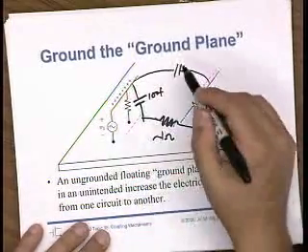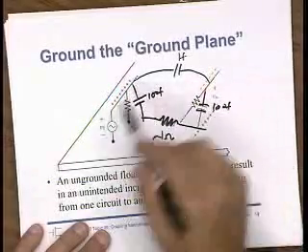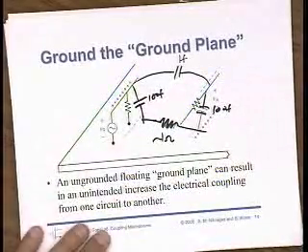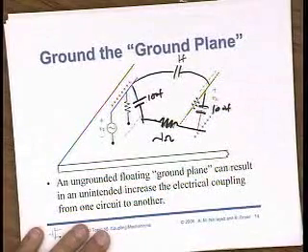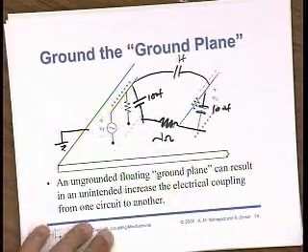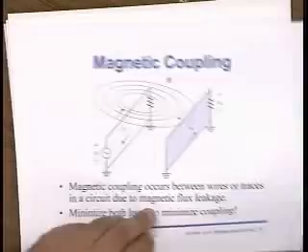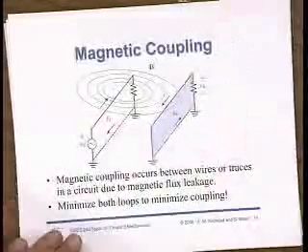So now instead of having 1 femtofarad of coupling, I've got 100 femtofarads in series with 100 femtofarads, or 50 femtofarads. So now the coupling is 50 times larger. So be careful, put in that ground on your ground plane. Make sure it's well grounded at multiple points. So that's the one kind of coupling we have to worry about.